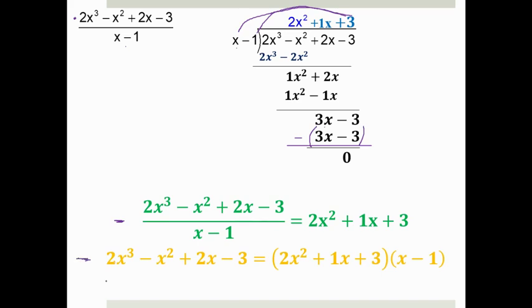So I have my original dividend, which is in orange, and I have my quotient in the first parentheses and my divisor in the second parentheses. The quotient and divisor are both definitely factors of the dividend because you can divide by either of them and get an answer of 0 for your remainder. And that covers all you'll need to know about long division for polynomials.